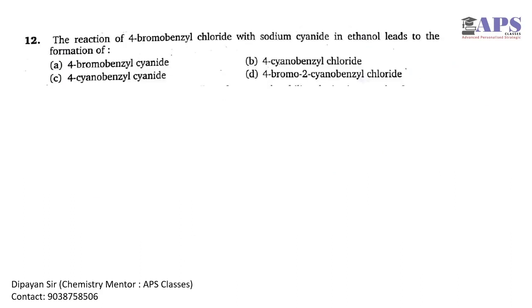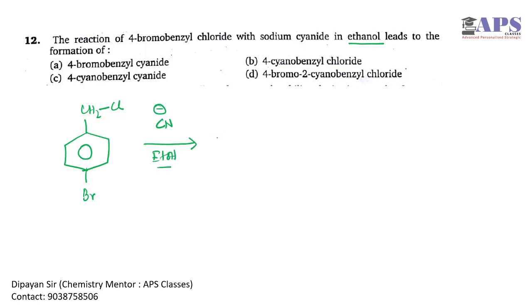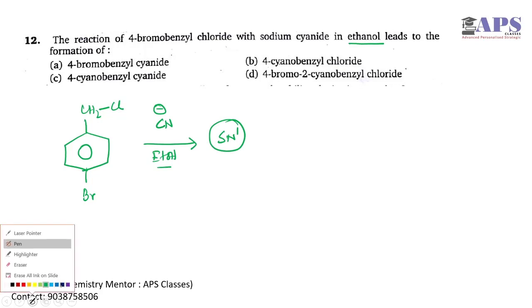The next question is the reaction of 4-bromobenzyl chloride. So first we have to write the structure of 4-bromobenzyl chloride. So this is benzyl chloride and this is 4-bromobenzyl chloride. And the nucleophile is cyanide, NaCN. Ethanol is solvent, so polar protic solvent. So we will sense this is going to be an SN1 reaction.